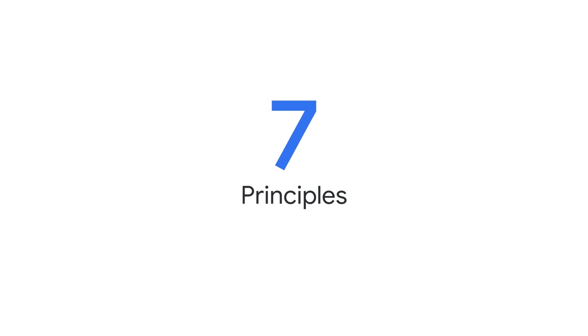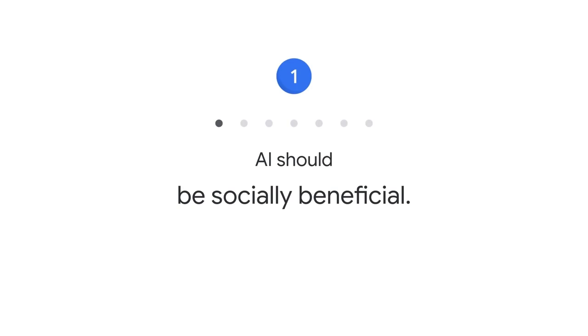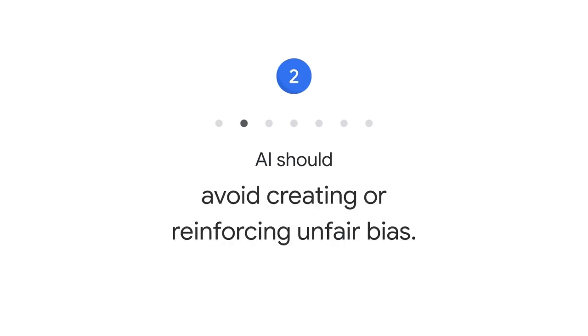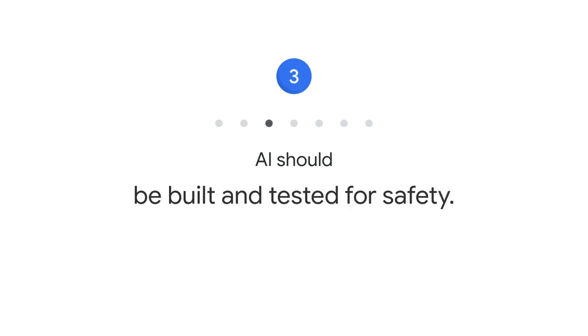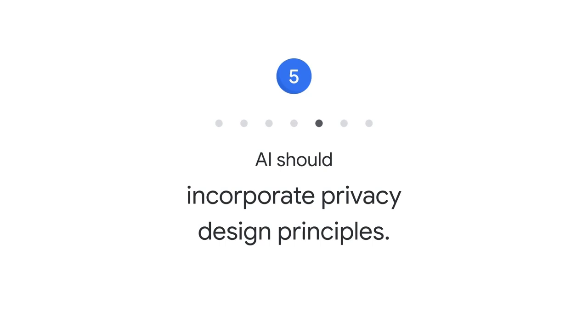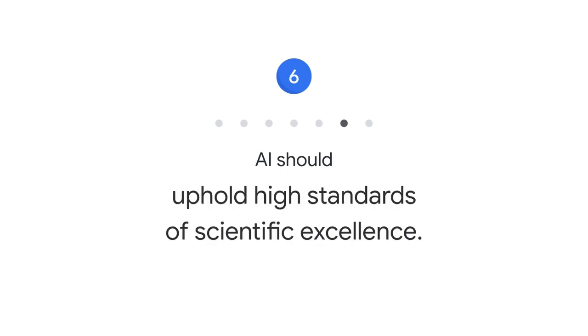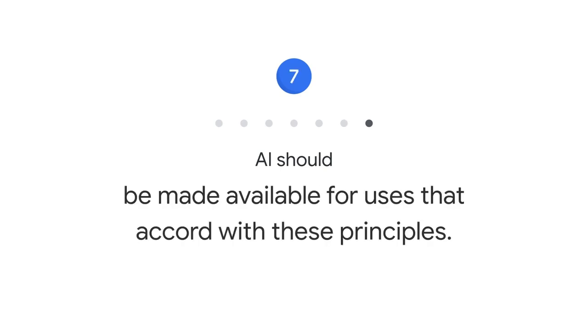Here are 7 principles for responsible AI. Number 1, AI should be socially beneficial. 2, AI should avoid creating or reinforcing unfair bias. 3, AI should be built and tested for safety. 4, AI should be accountable to people. 5, AI should incorporate privacy design principles. 6, AI should uphold high standards for scientific excellence. 7, AI should be made available for uses that accord with these principles.